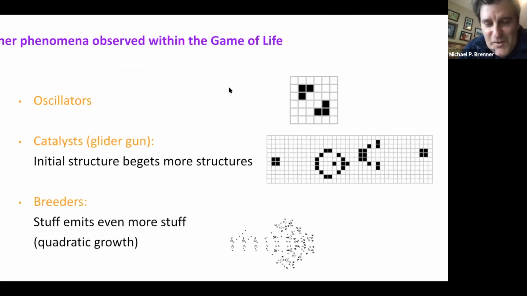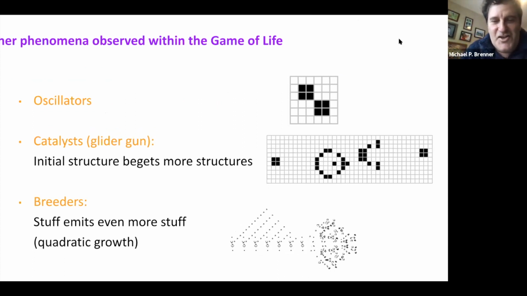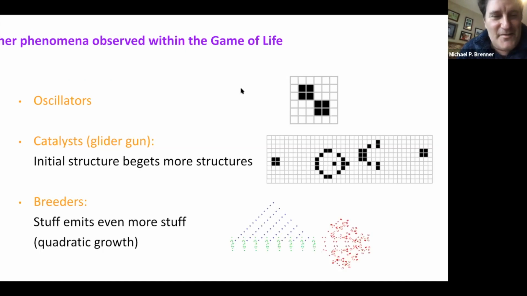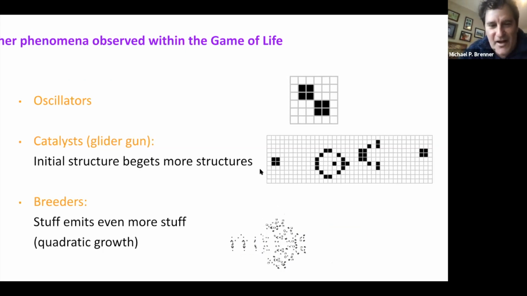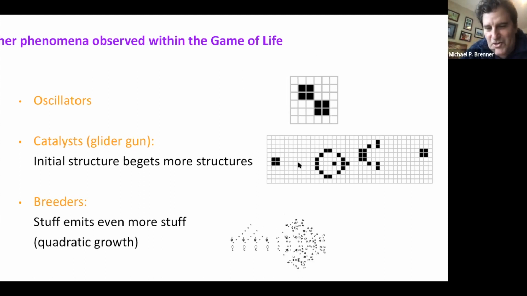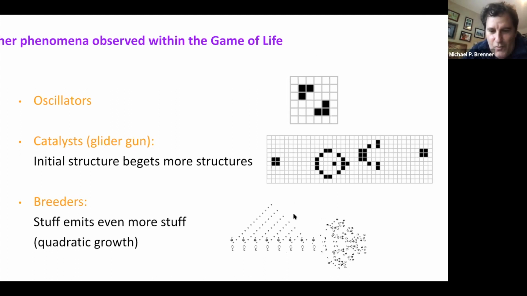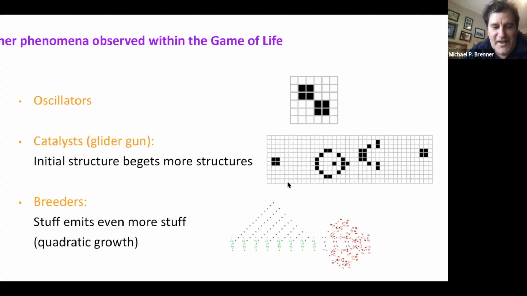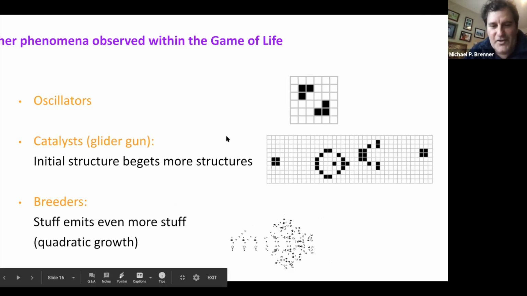And this is like a community that persists to this day, of people who study all of the remarkable structures that can be made. There are oscillators, there are what are called catalysts. This is a glider gun, in which you start out with an initial structure and it makes more structures, which then comes back to the initial structure. And then there are what are called breeders, where stuff emits even more stuff, which then emits even more stuff. So this is sort of quadratic growth of stuff.